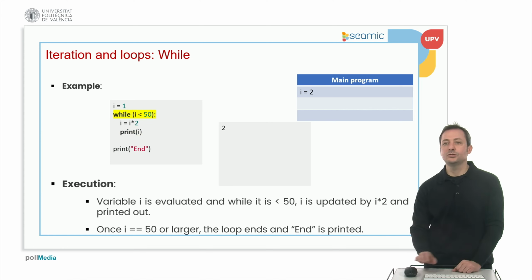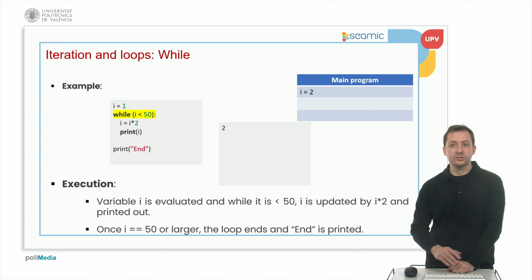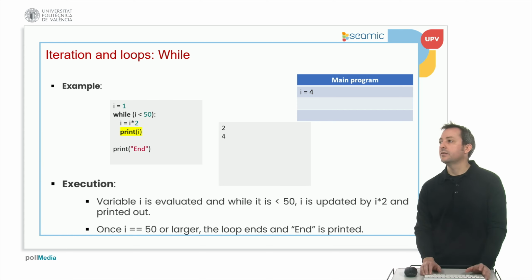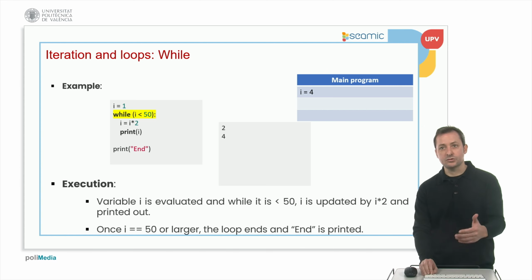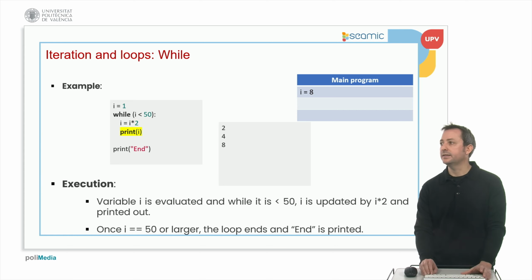Then the code goes again to this point in order to compare the condition of the while. The condition is still true, so let's go again inside. We change the value of I, in this case 2 multiplied by 2, 4, and then we print the value of I, in this case 4. So in the terminal at this moment we'll see a 4. Then the code goes again to this point to compare if the value of I is still lower than 50. This is true. Go again inside, change the value, in this case 8, and print the 8. And this process is repeated.